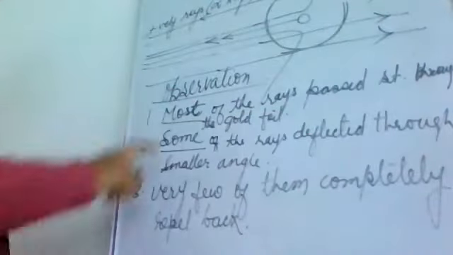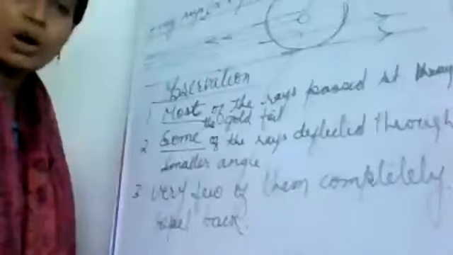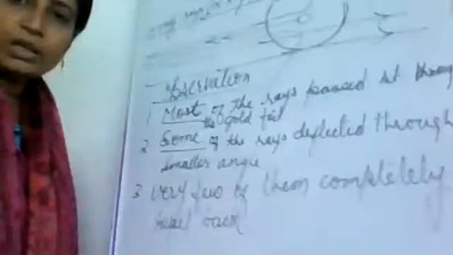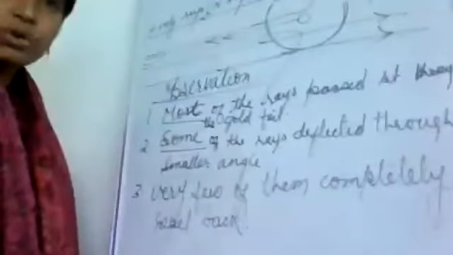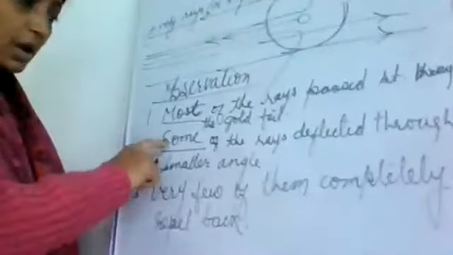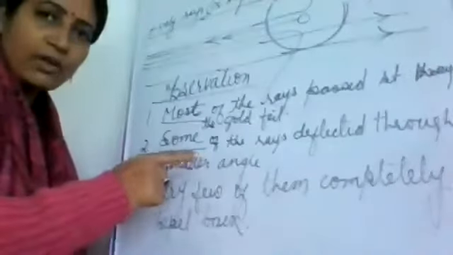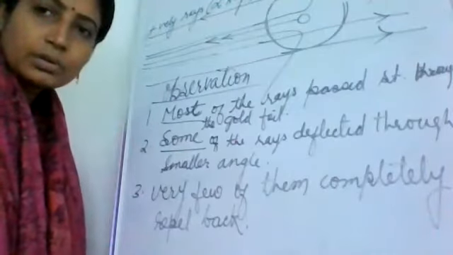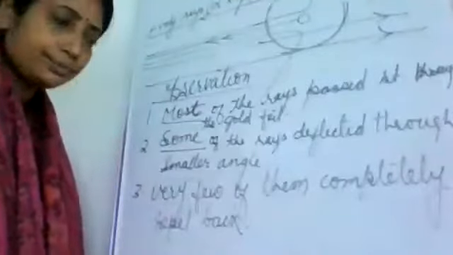So what conclusion have you got? In the first one, what was the conclusion? That most of the space in an atom is what? Empty. That's why most of the rays pass straight through the gold foil. Some of the rays deflected through a smaller angle. Then the positively charged rays must have passed through some positively charged body, so they deviated through a smaller angle.